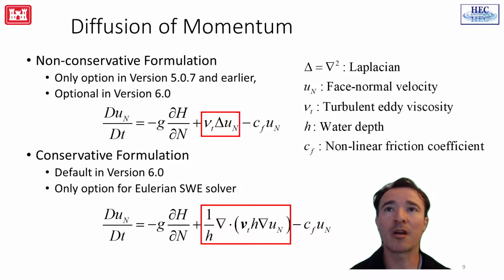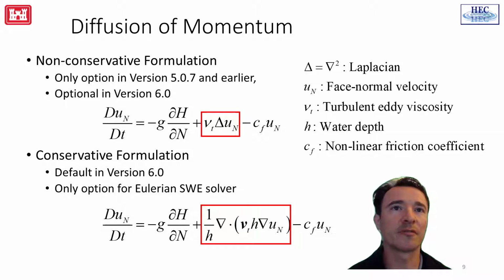Diffusion of momentum is caused by turbulent mixing and dispersion. RAS has two formulations for the diffusion term, also known as the mixing term. The non-conservative formulation was the only option in versions 5.0.7 and earlier, and is still an option in 6.0. It computes the Laplacian of the velocity field times the eddy viscosity.